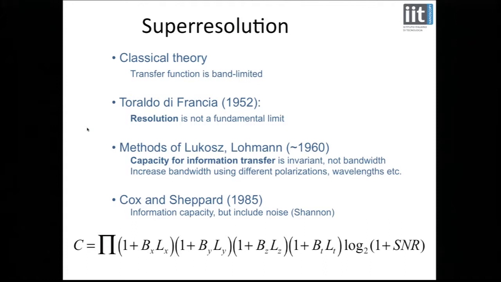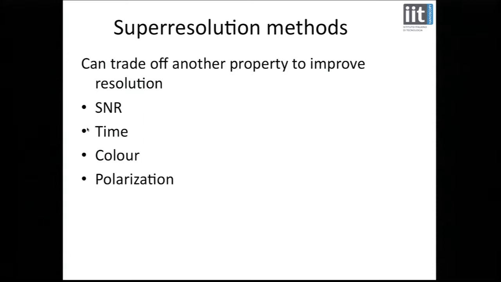My student Ingemar Cox and I worked on a theory of super resolution, which carried on from the work of Lukosz but included the effects of noise. So it included both this idea of information content, information capacity, and also the Shannon-type noise. We came up with this expression for the information capacity that you can transmit through an optical system. This is basically the bandwidth in a direction times the size of the object in that direction. So what this expression is really saying is that if you want to improve the resolution, to get super resolution, you have to trade off something else. You can trade off signal to noise ratio, time, color, polarization, or whatever. So the system can only transmit so much information. It's just a case of how you use that information.